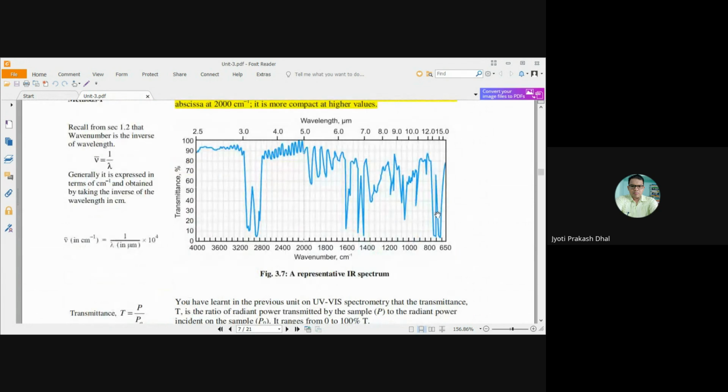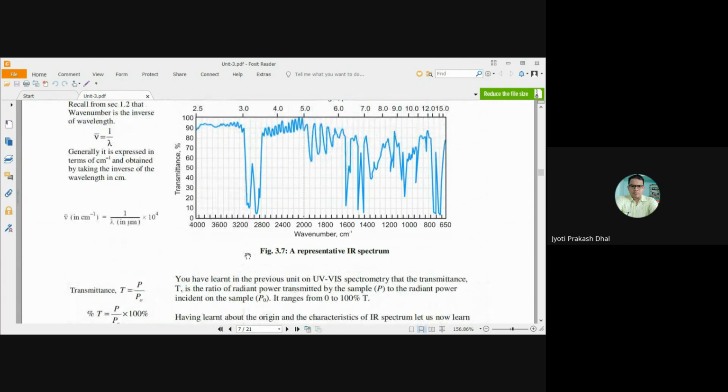So this is a typical IR spectrum. You can see in this IR spectrum, the y-axis represents the transmittance, that means percentage of transmittance, and the x-axis represents the wave number in centimeter inverse. So this is the IR spectrum of a sample.